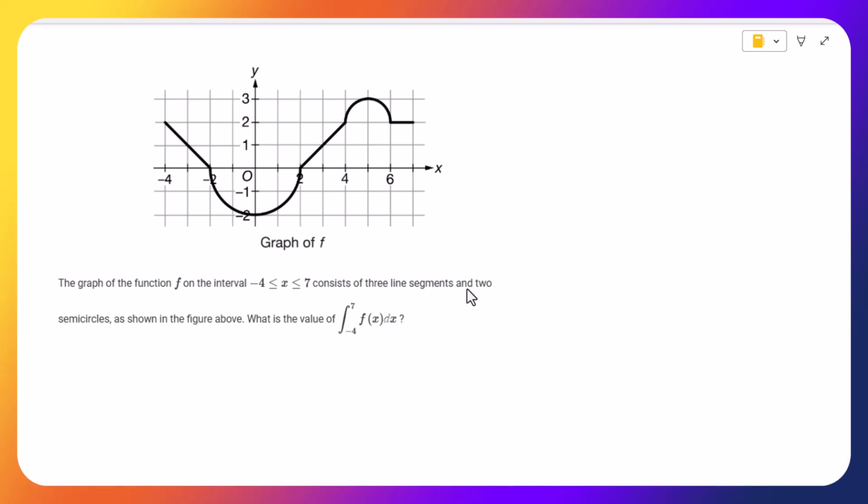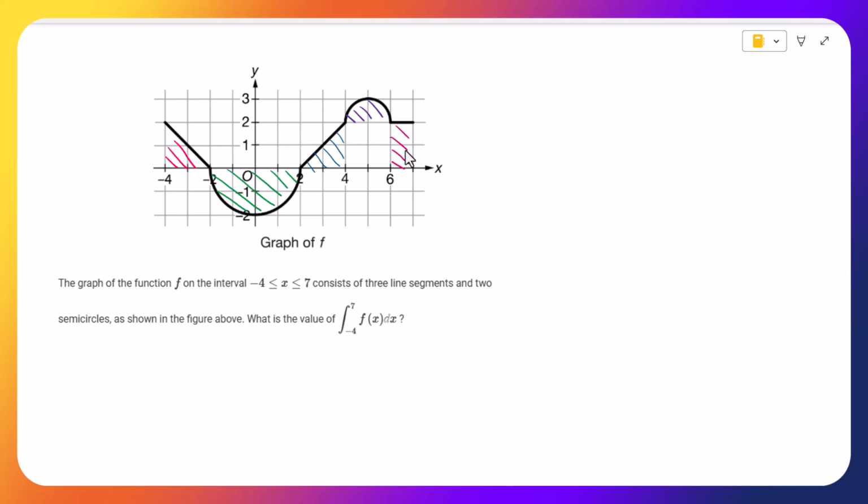Well, remember, an integral is area under the curve. That's what we're focusing on here. So we have all these different pieces of areas under our curve. So we have this piece, this piece, this piece, this piece, and this piece. And we're just finding the area under the curve.